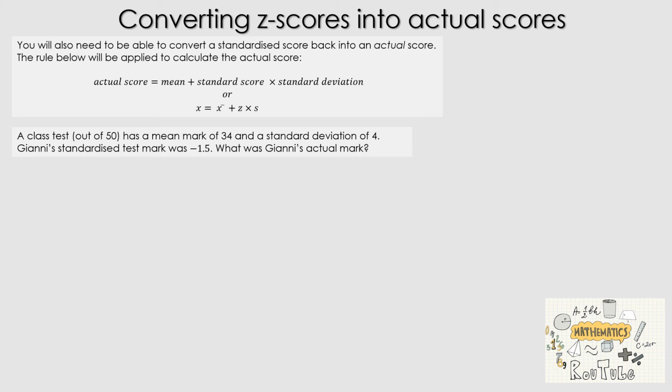The rule below will be applied to calculate the actual score if you already have the z-score. The actual score equals the mean plus the standard score, or the z-score, multiplied by the standard deviation. So there's nothing brand new there. It's just a bit of a change in the formula. Okay, so let's have a look at Gianni again.